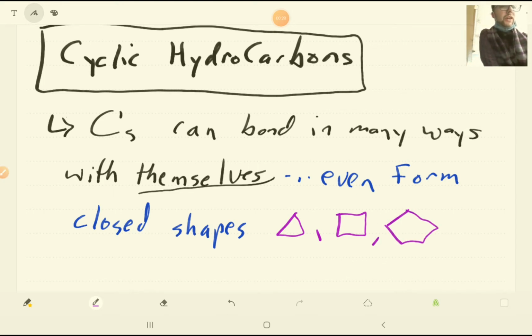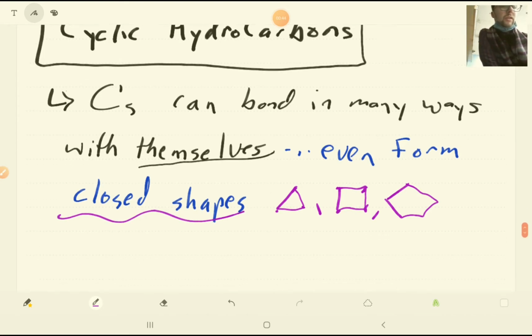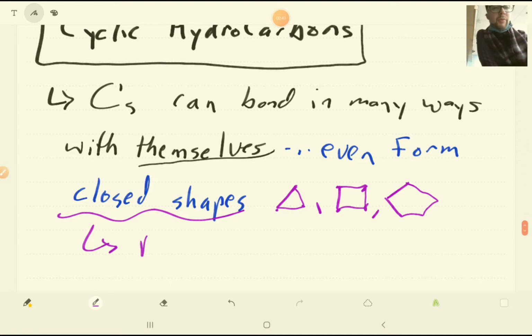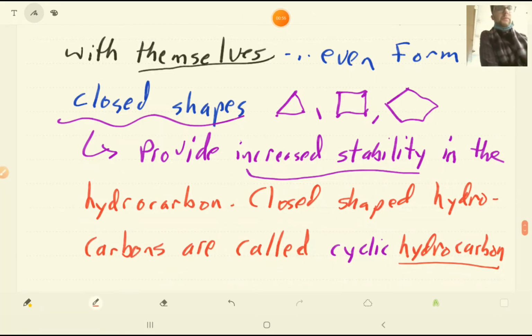If we're thinking about line structures, remember that every point in each one of these, or every vertice, is a carbon. And so what closed shapes do is that they provide increased stability in the organic hydrocarbon. So you're more likely to see them as liquids or even solids in some cases. And these closed-shaped hydrocarbons are what we call cyclic hydrocarbons.